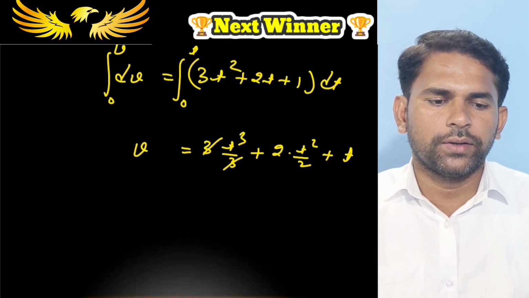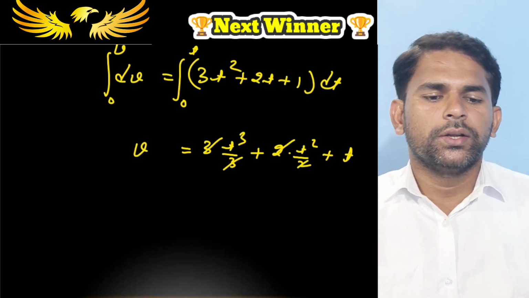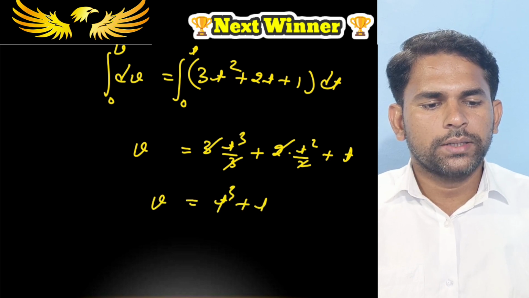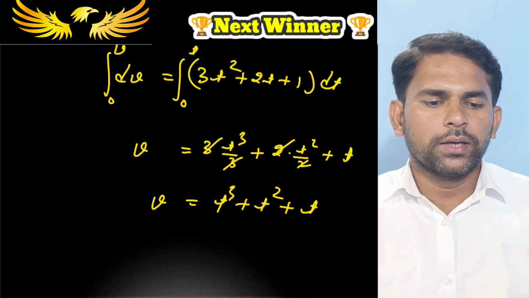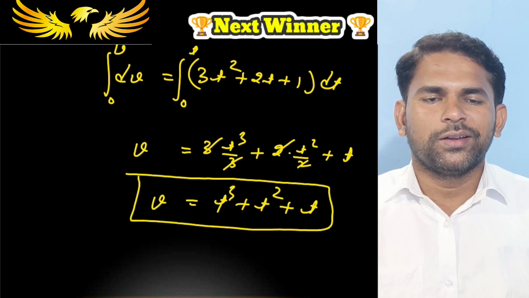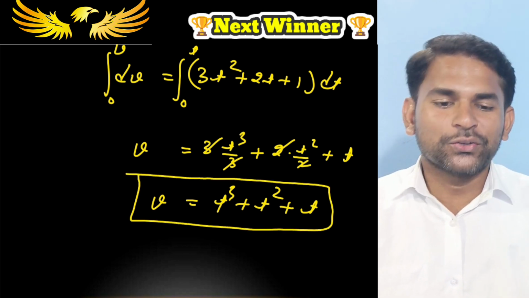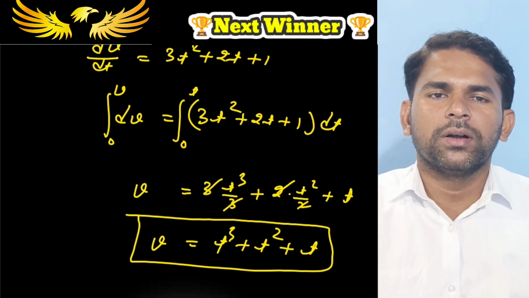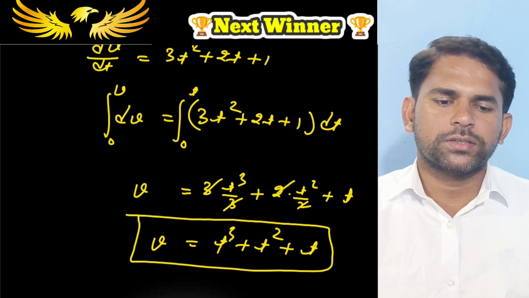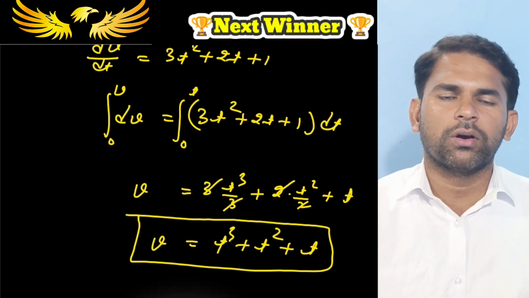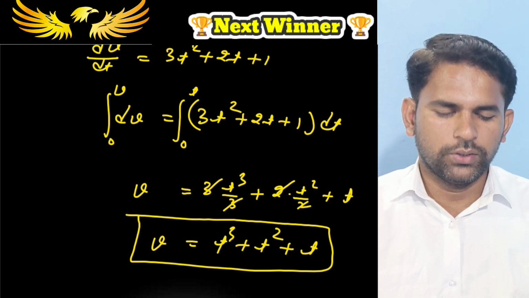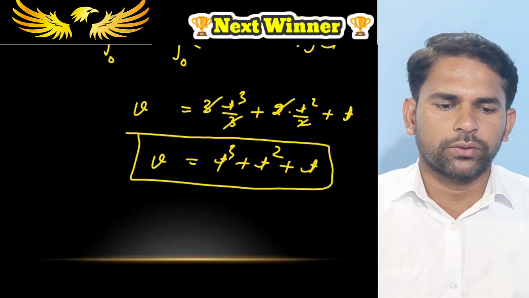After this, 3 and 3 will cancel, 2 will cancel. So finally we can write v is equal to t cube plus t square plus t. Then you will ask, sir, where is the limit? The limit is 0 to v. So the upper limit is v, so finally I just wrote v here. No need to write the lower limit because it will be 0. So directly I solve this one. You can solve according to you, no problems.